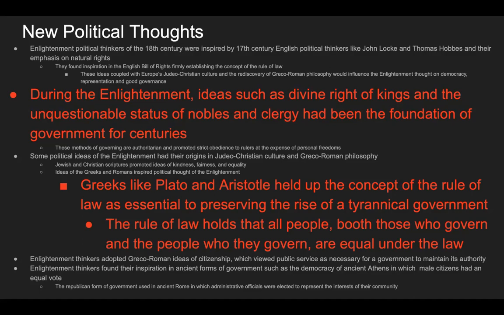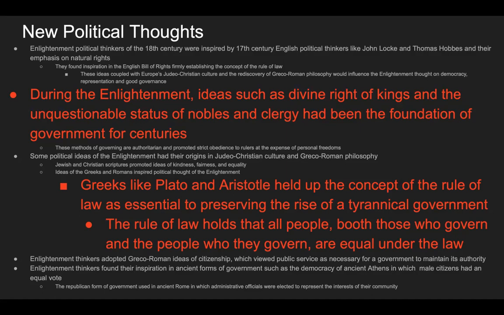The Greeks, like Plato and Aristotle, held up the concept of the rule of law as essential to preventing the rise of a tyrannical government. The rule of law holds that all people, both those who govern and the people who they govern, are equal under the law. Enlightenment thinkers adopted Greco-Roman ideas of citizenship, which viewed public service as necessary for government to maintain its authority.